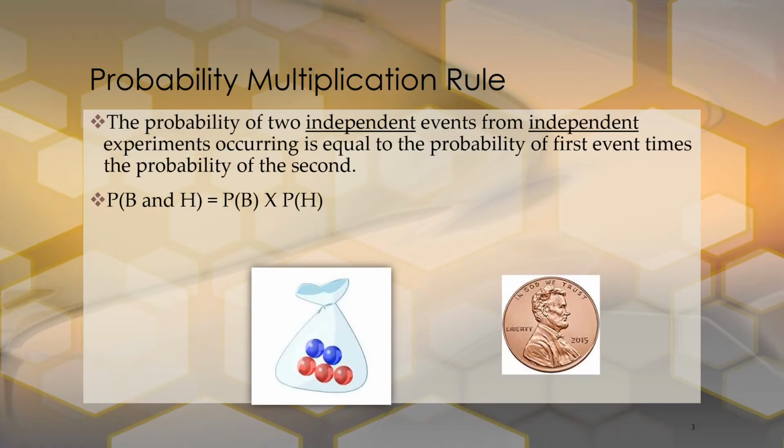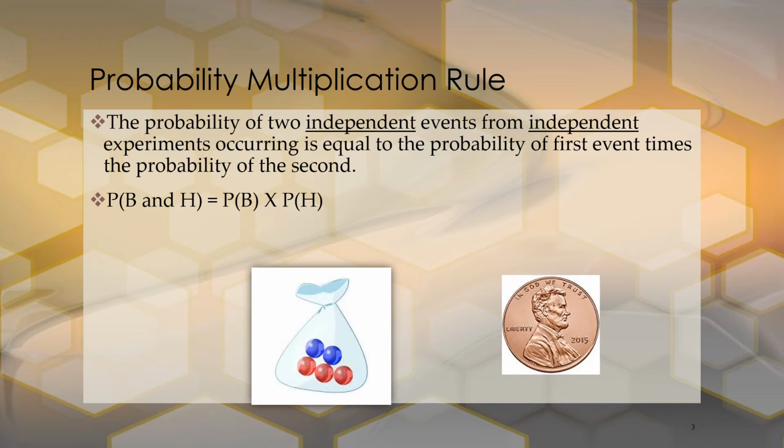In this video, we're going to talk about the multiplication rule. And the multiplication rule says the probability of two independent events from independent experiments occurring is equal to the probability of the first event times the probability of the second event. Independent experiments means that the two experiments do not affect each other. The results of one experiment are independent of the other experiment.